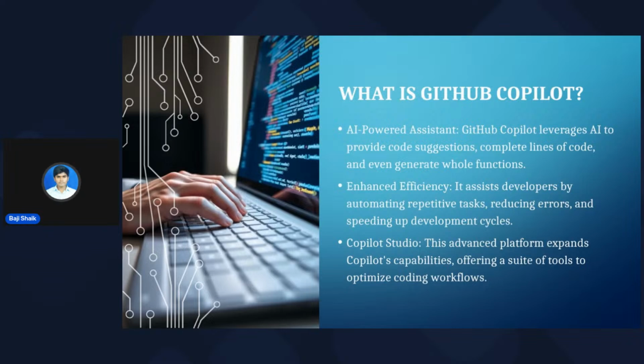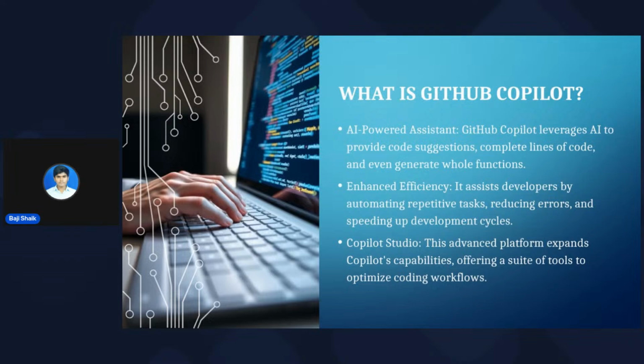How do we say an AI-powered assistant using Copilot? Copilot is used for code suggestions. Many people are using VS Code for coding. It is one of the IDE platforms, and many IDEs are enabling GitHub Copilot. GitHub Copilot leverages AI to provide code suggestions. So it provides code.